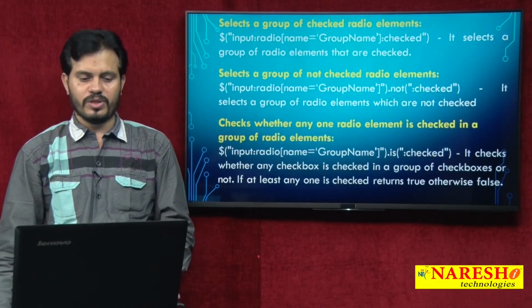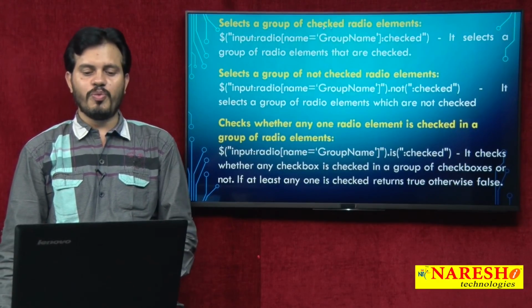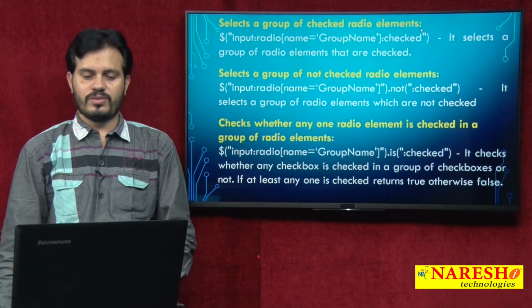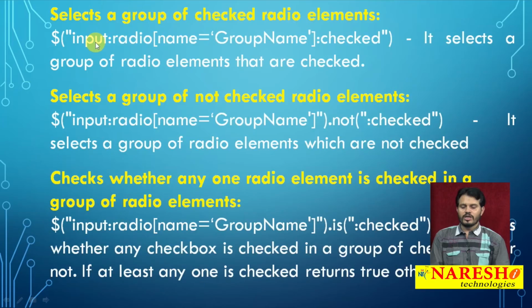So for that purpose, what we can write, selects a group of checked radio elements. So for that, write $('input:radio[name=groupName]:checked'). So it is going to select only that radio element which belongs to a group, and in that, the one which is checked.